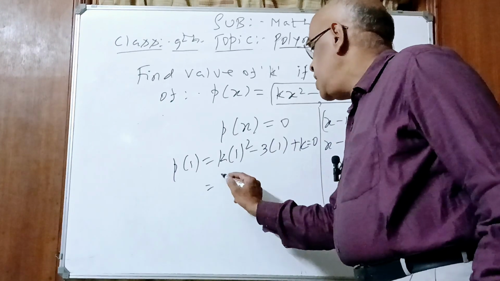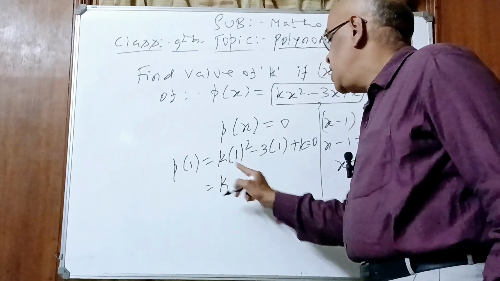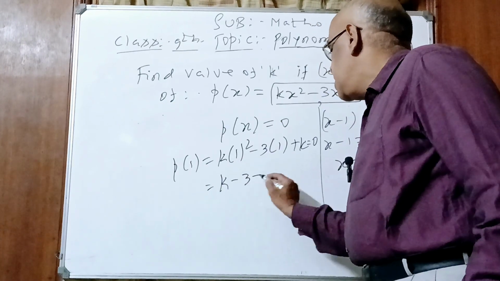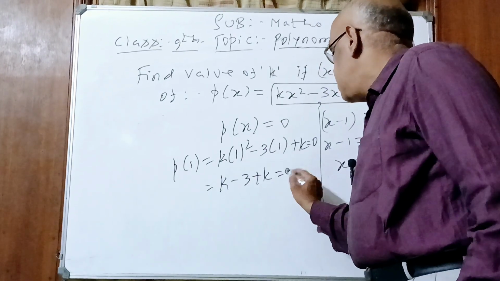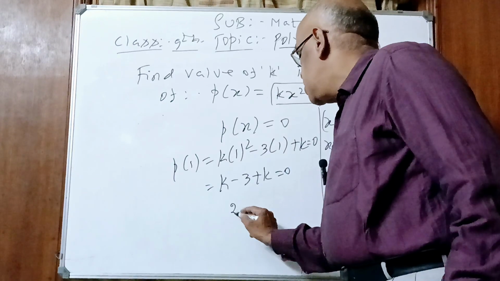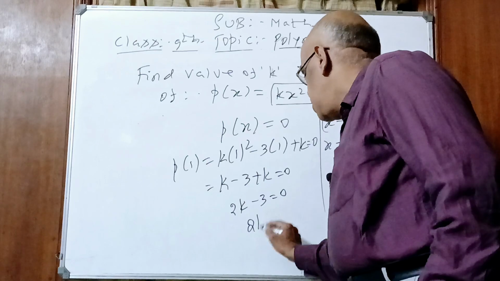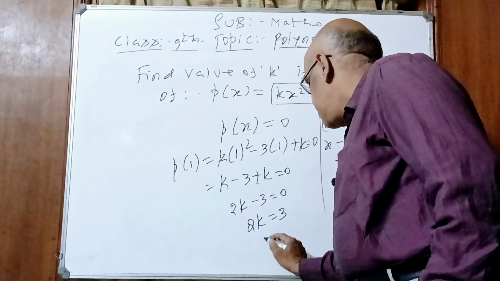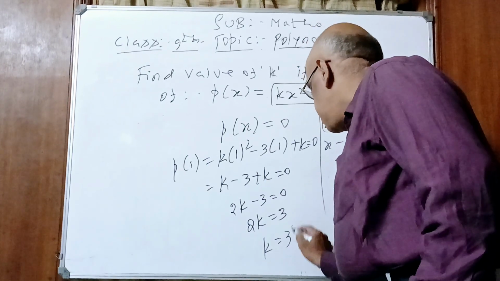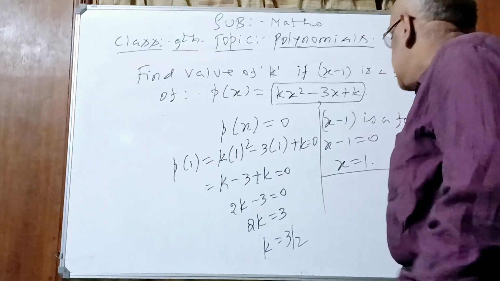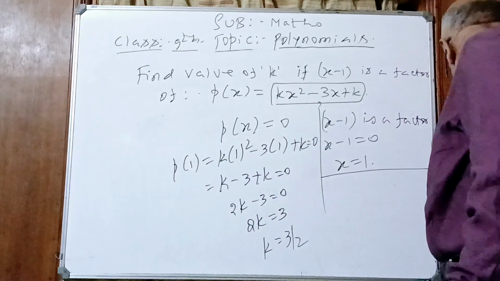K into 1 square, k. 1 square 1 into k. Minus 3 plus k. Should be 0. K plus k, 2k. Minus 3 is equal to 0. So, 2k is equal to 3. K is equal to 3 by 2. Yes or no, children?